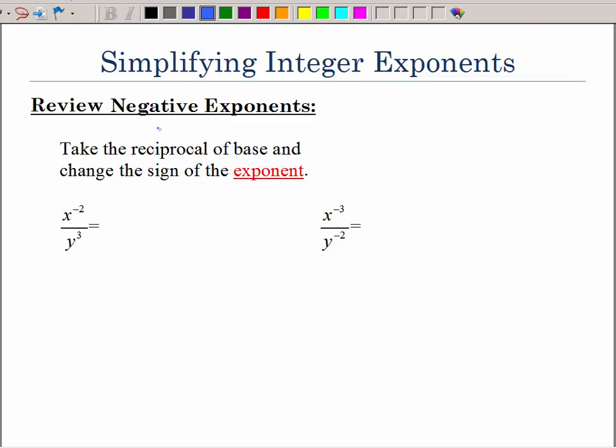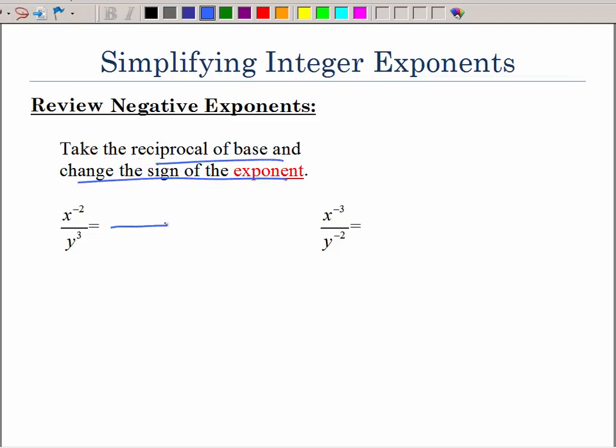In the last video, we evaluated integer exponents and our answers were numerical. In this video, we will be looking at simplifying integer exponents, which means we will be dealing with variables. So let's just take a minute and review negative exponents. How do you change them to positive? Remember, you take the reciprocal of the base and you change the sign of the exponent.